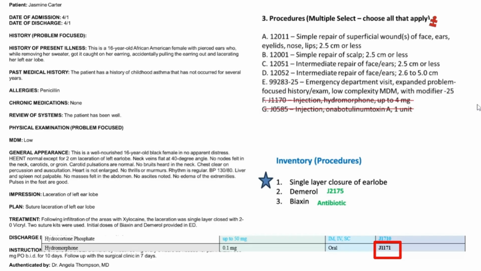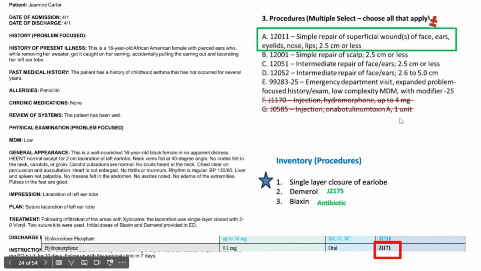All right, coders. You all overwhelmingly said A, and that is correct. It's a simple repair of superficial wounds of the face and ears. We cannot code this as an intermediate repair because there is no mention that this is intermediate, right? There's no mention that this is a layered closure. We cannot code something that's not there. So if it's not stated as intermediate, then it will be simple.